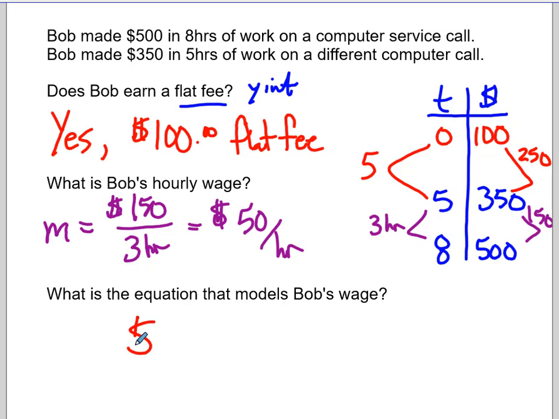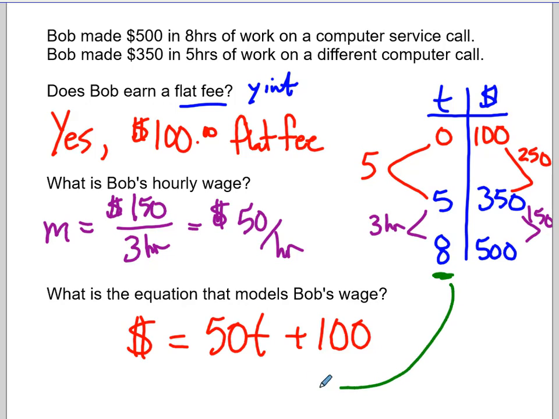So the equation would be dollars equals the slope multiplied by how many hours he works plus his flat fee. Okay, and if you want to do a quick test, you simply take 8, you substitute it in for t. 50 times 8 is 400. 400 plus 100 is the 500 he earns.